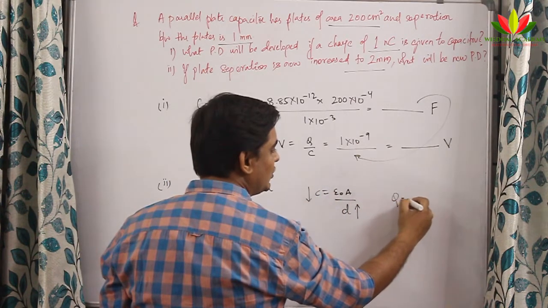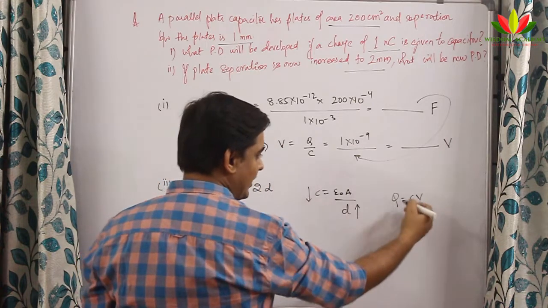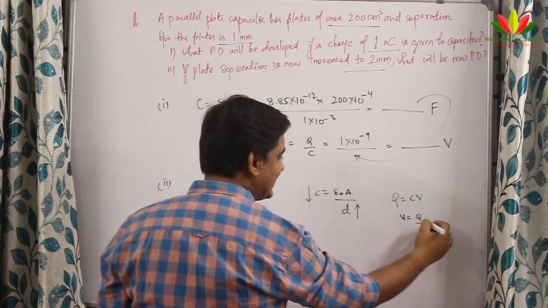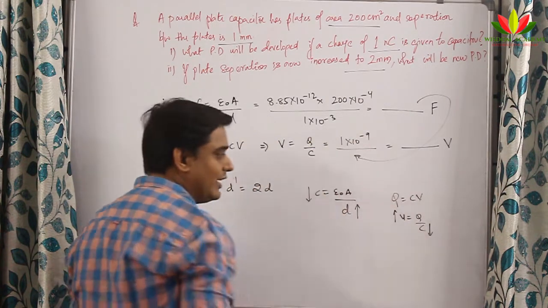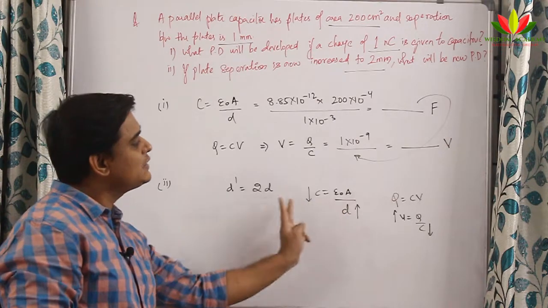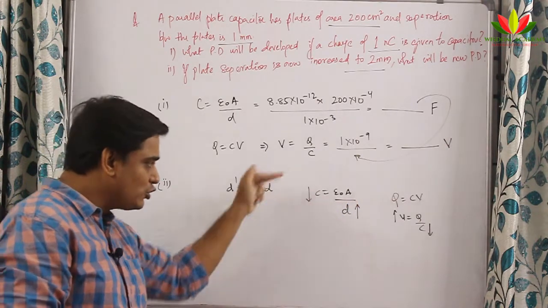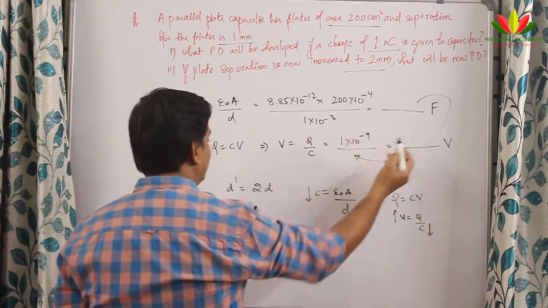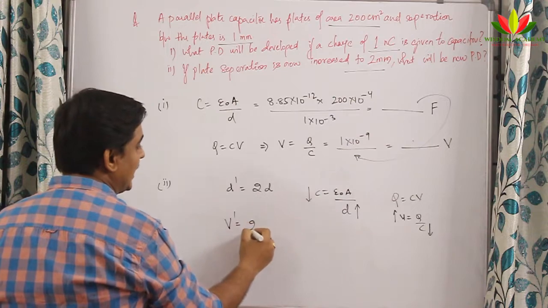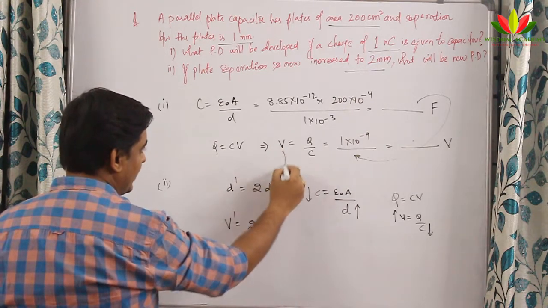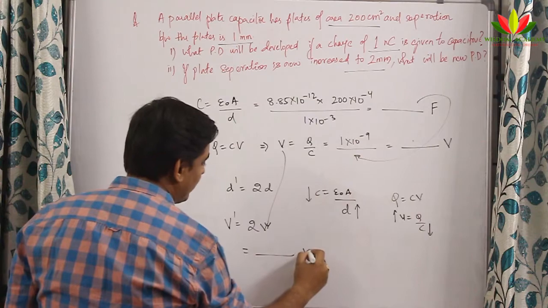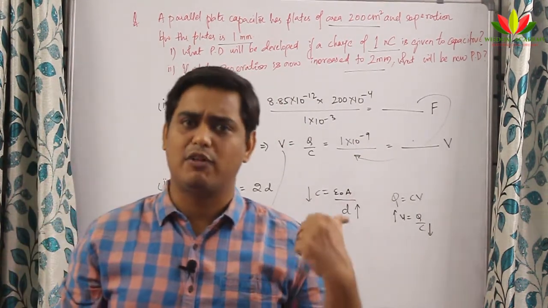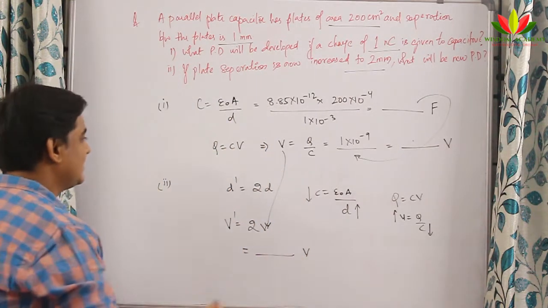Also we know that Q is equal to CV, so I can write that V is equal to Q by C. As C is reducing, V will increase. Here D is increased by 2 times, so C will reduce by 2 times and V will increase by 2 times. Whatever V you have got from here, the new V dash will be 2 times the old V. When you put it here, that many volts will be the new voltage if the separation becomes 2 times.